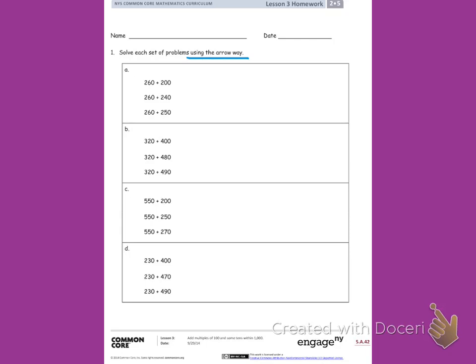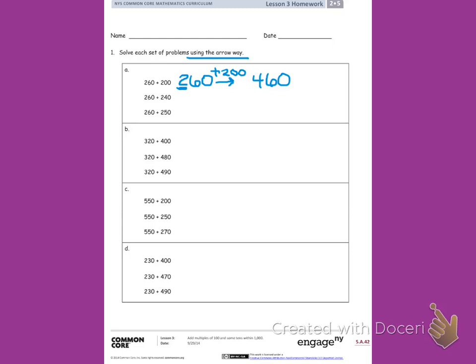Item A, 260 plus 200. The way you solve this problem is you start with the number 260, draw an arrow, and then add 200. Now we know that 200 is two groups of 100, so I'll change the number in the hundreds place by 2. And since I'm adding, that means I'll go up by 2. So that would make this number 460. 260 plus 200 is 460.